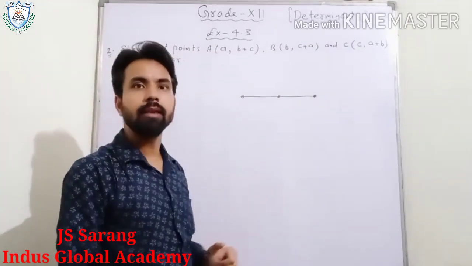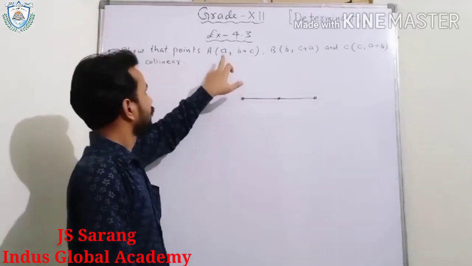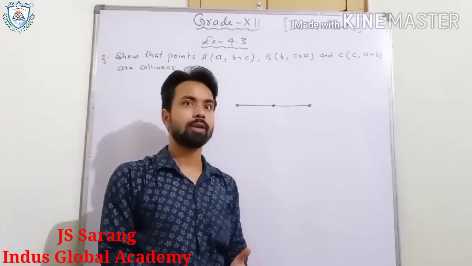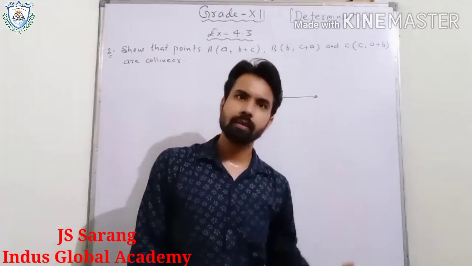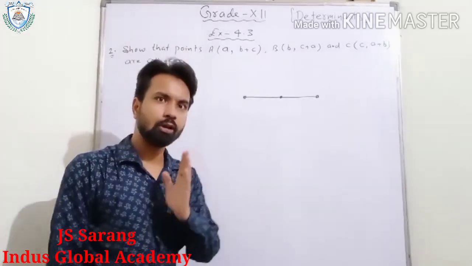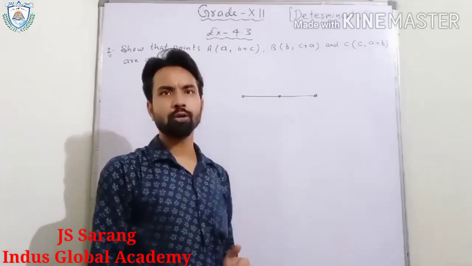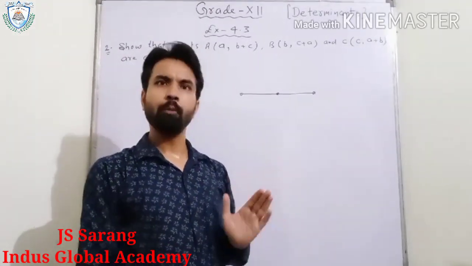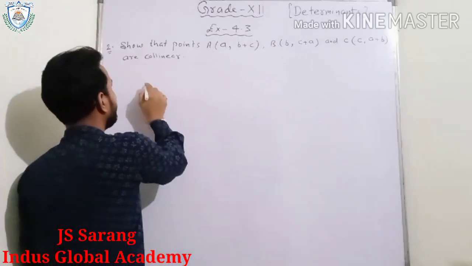So whenever we have to prove these 3 points are collinear, what do we have to do? We have to prove that the area of the triangle formed by these 3 points must be 0, because if a triangle cannot be formed, then the area of the triangle will be 0. Understood? This is an important point which you have to keep in your mind. If we have to prove 3 points are collinear, we have to show the area of the triangle formed by these 3 points must be 0. Hope it is clear to everyone.